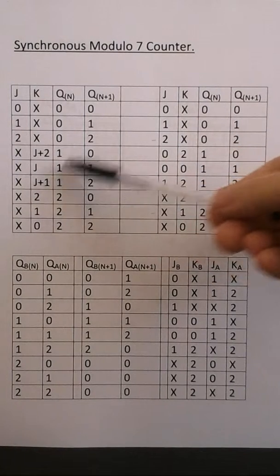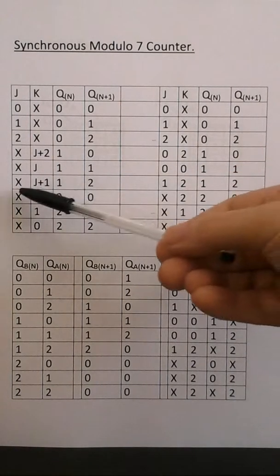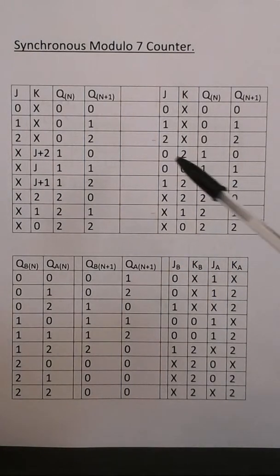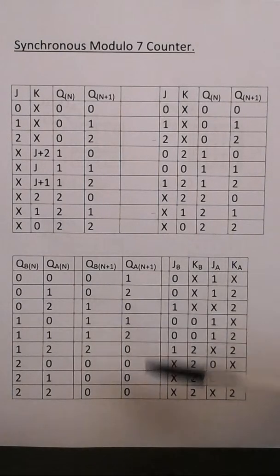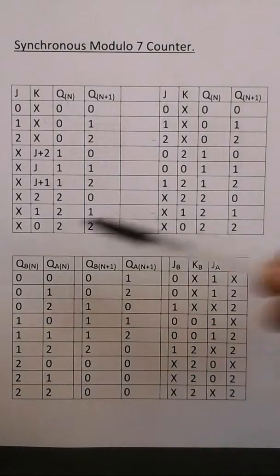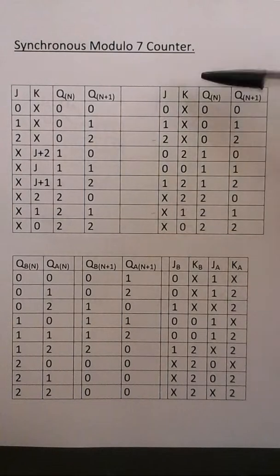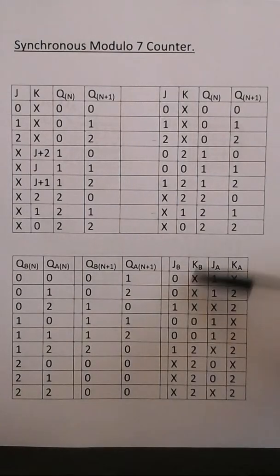So here I've filled in the gaps. I'm using 0 and 2 for J and K for this one, 0, 0 for that one, and 1 and 2 for X and J plus 1. The reason I did that is because these lines of the truth table don't appear in the table for the present state and the next state. So J and K can be only two valued, which simplifies the design for the J and K inputs of the flip-flops.